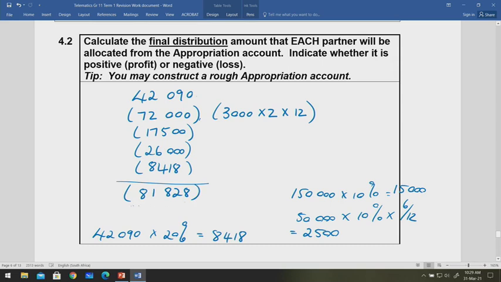So they will share in a loss of 81,828. It says that the remaining profits or losses are shared equally. So they will both share in a loss of 40,914. That means this amount will be debited to their current accounts instead of credited. It will decrease their owner's equity, therefore it will be debited.